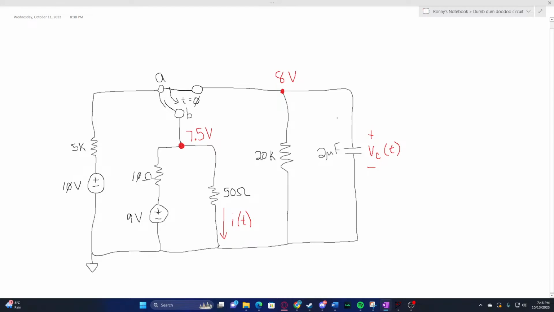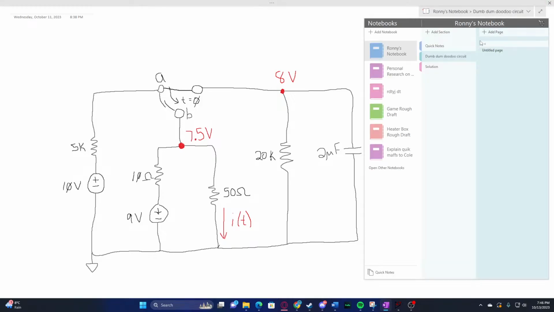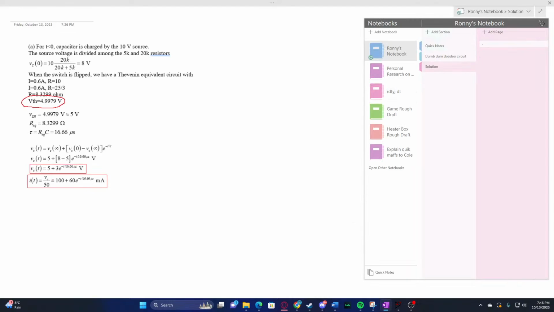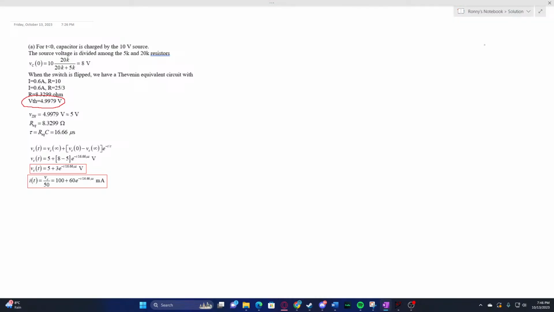Now, this part's going to be interesting, because if I look at the solution, this is the part that kind of confuses me about their solutions here, because they, for whatever reason, get a Thevenin voltage of 4.9979 volts. I'm not sure how they get that, to be honest, because here's the thing. In my mind, from what I read from the book, and of course this is what I'm going to be trying to figure out, hopefully why I'm wrong or why they're wrong.